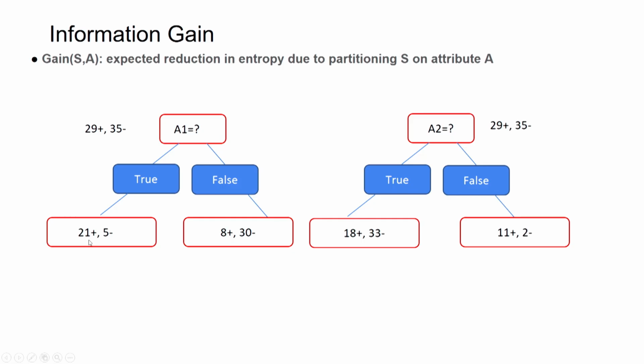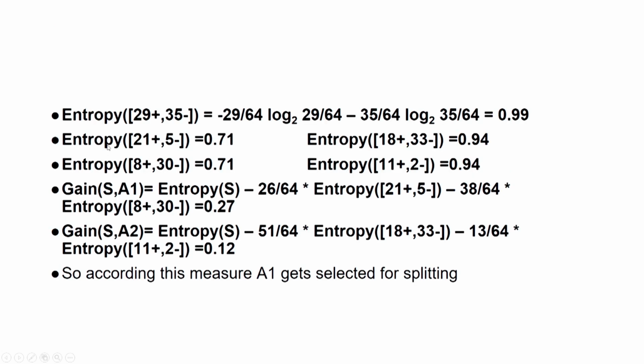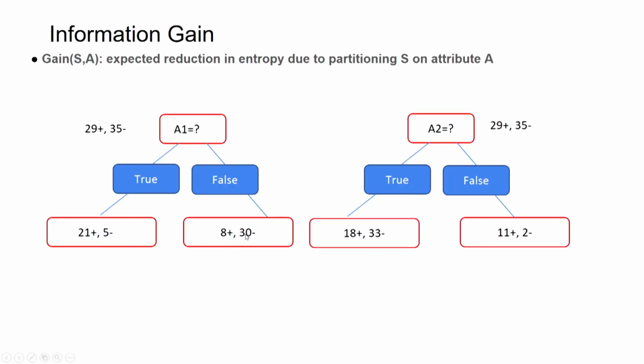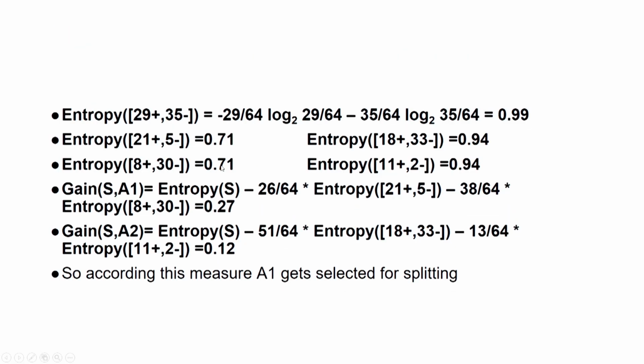So, 21 upon 26. Then log of 21 upon 26, plus 5 upon 26 — that is the probability of negative instances — into log of 5 upon 26, and then minus of that. So, you see, here the entropy of this node is directly written, the value is directly written. In the same way we have calculated the entropy of this node, and the entropy of this is also written.